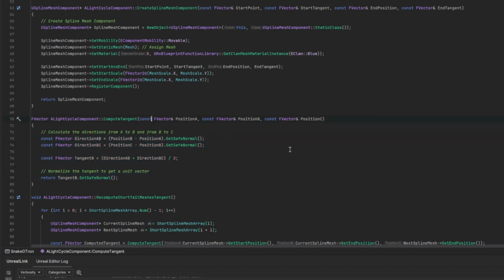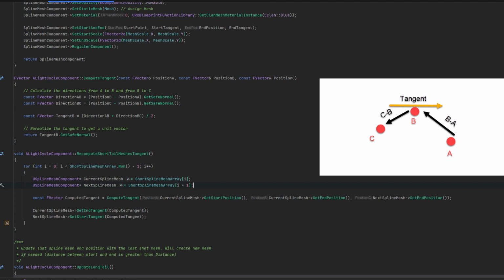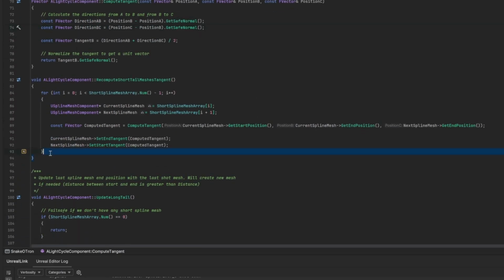So I've created a simple compute tangent function. I compute the direction from A to B by doing position B minus position A, and the direction from B to C by doing the same thing, position C minus position B. Then I can compute the tangent by adding both directions divided by 2. So I have the tangent of point B. And recompute the tangent of the short tail.